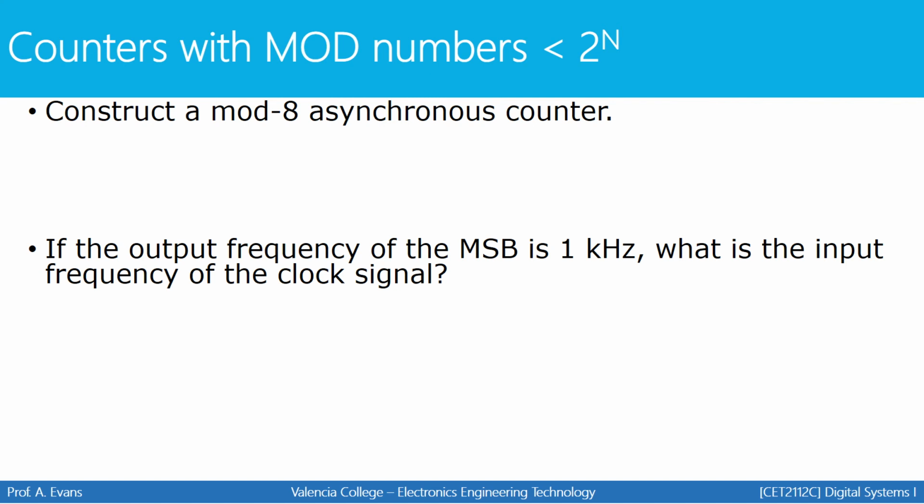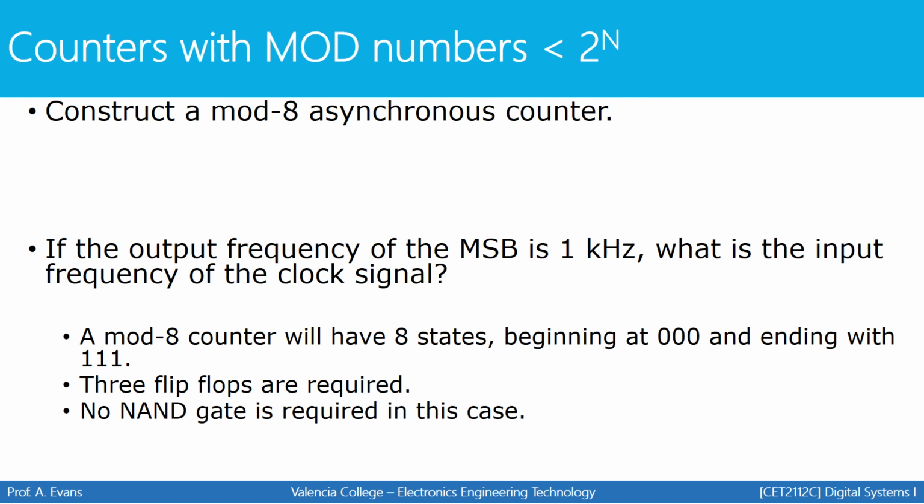First, we're going to determine how many flip-flops you need. If it's mod 8, that means it'll have 8 states. That means it begins at 000 and it ends at 111. In order to have a counter that counts from 000 to 111, you need 3 flip-flops, and you don't need an AND gate. Because in this case, I don't have any states that I want to eliminate. I want to go from 0 all the way through 7 so that I have 8 states.